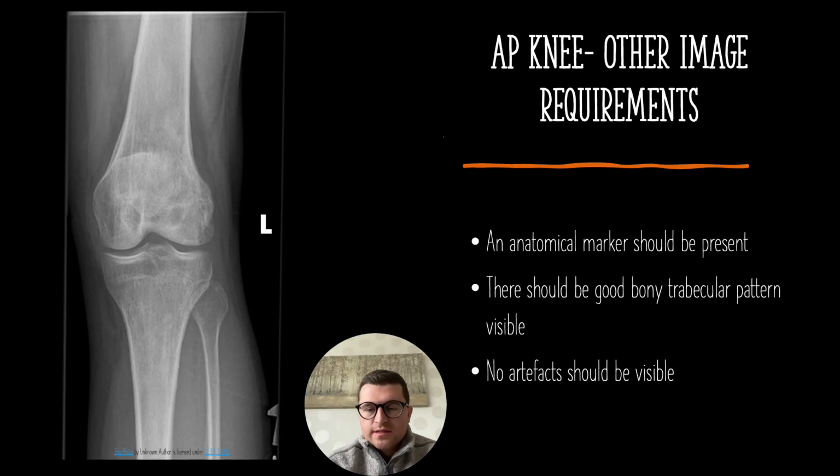So other requirements, when we're undertaking an AP knee radiograph: an anatomical marker should be present. This does have an anatomical marker present, but it definitely has been post-processed. There should be a good bony trabecular pattern, so the image should not appear overexposed or underexposed, so we should be able to identify the patella behind the femoral condyles there, and then we should have no artifacts present on the image whatsoever.